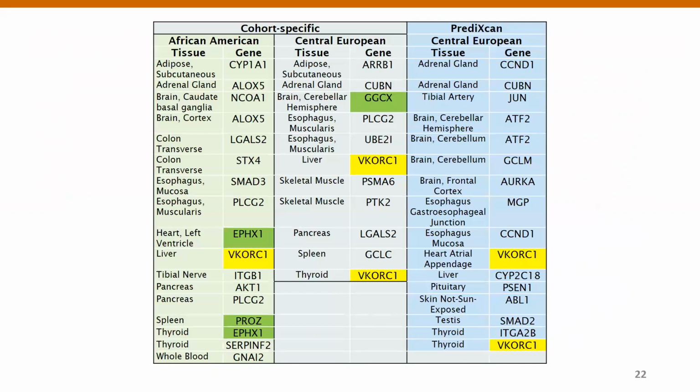So in yellow, you see that all signatures were able to pick up VKORC1, which again is the Warfarin drug target. And most of them, the cohort-specific ones at least, picked up VKORC1 in liver, which is where we know it is active and where its main point of operation is. We also managed to do thyroid, and in PrediXcan we did two others, like heart atrial appendage.